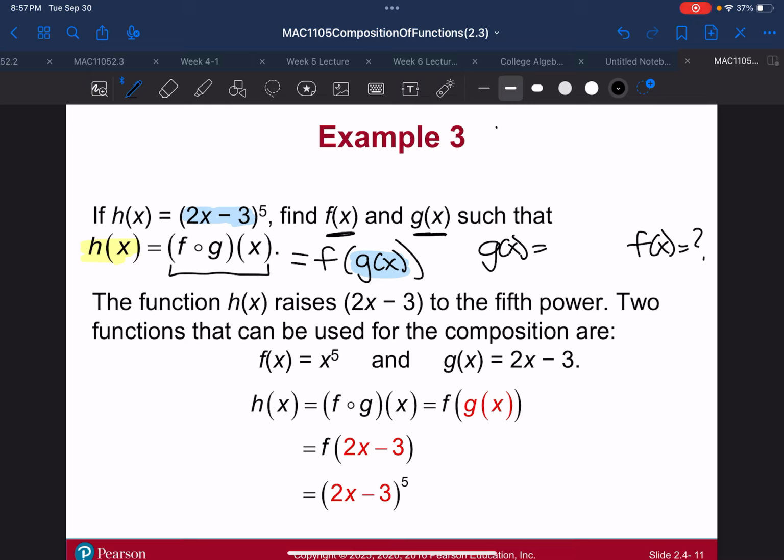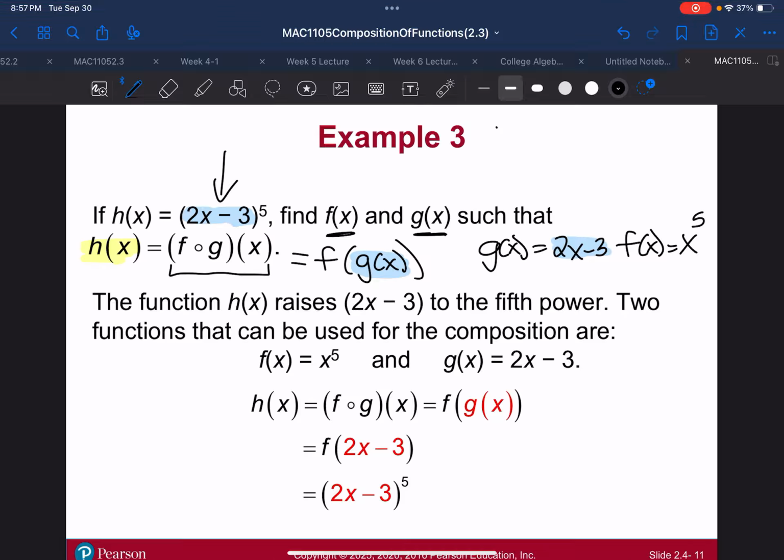So let me write that here, 2x minus 3. And then once you pick the piece of the function that you think is the inside function, replace that inside function, so all of that, with just x. So that would be x to the 5th power, right? So let me write x to the 5th power here for f of x.